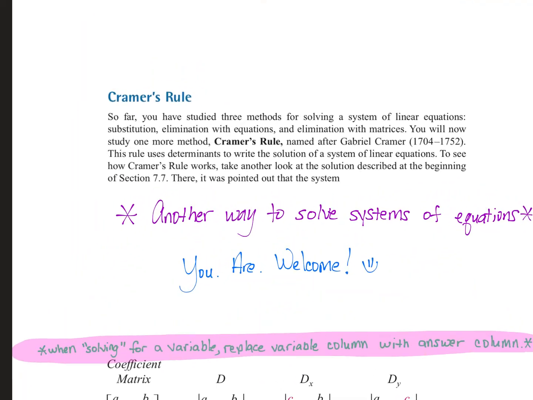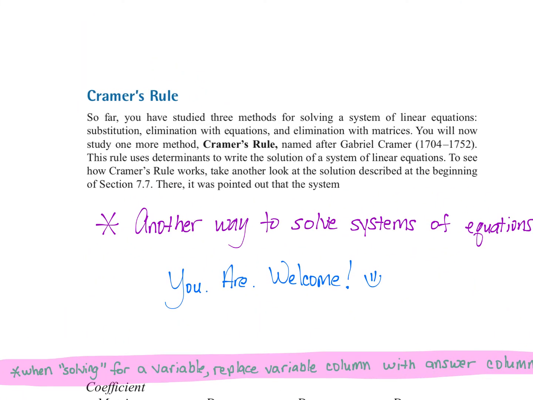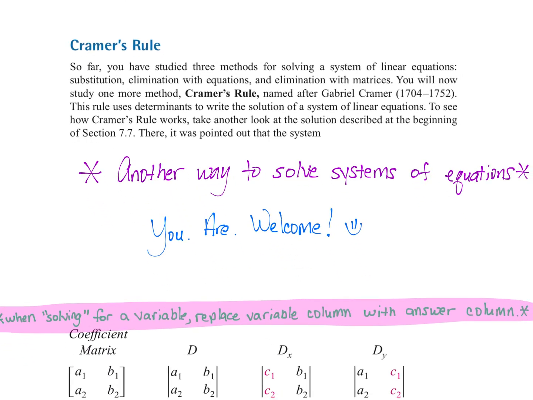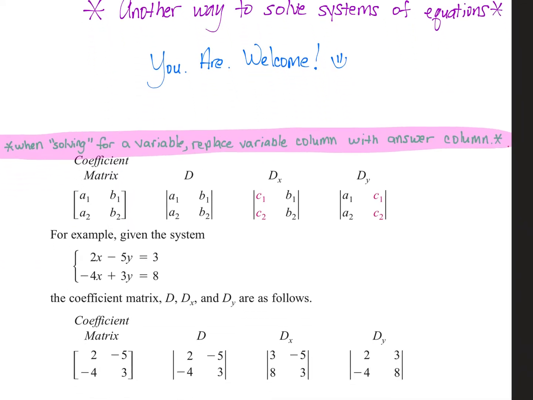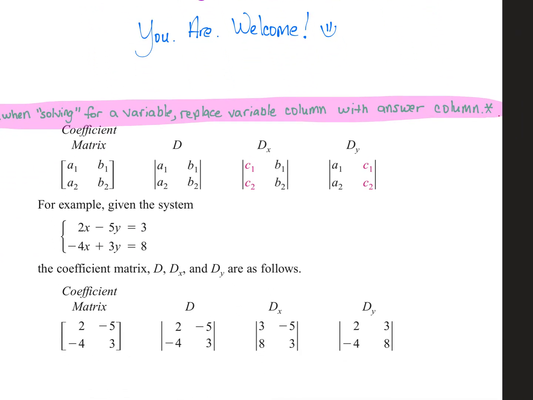All right, so 7.8, we're going to learn about Cramer's rule. So this is a new type of way to solve systems of equations. It involves matrices, but it's a bit easier than what we did in 7.4. Ms. Meadows says, "You're welcome" in the notes. It's not like a super quick way, but it is easier.